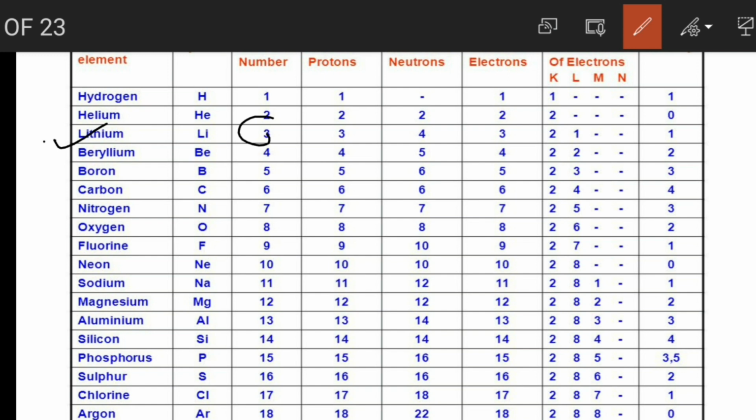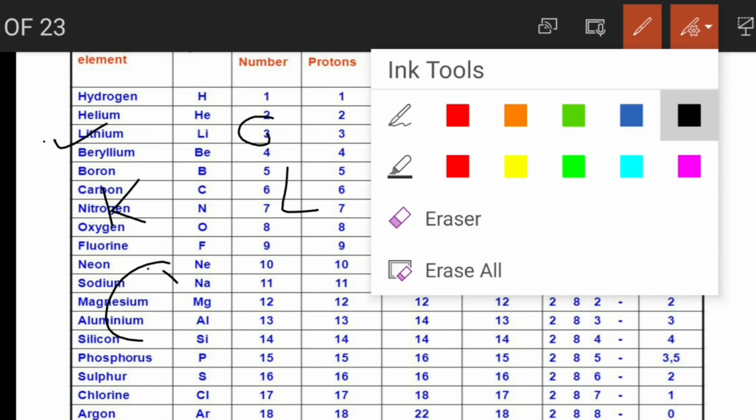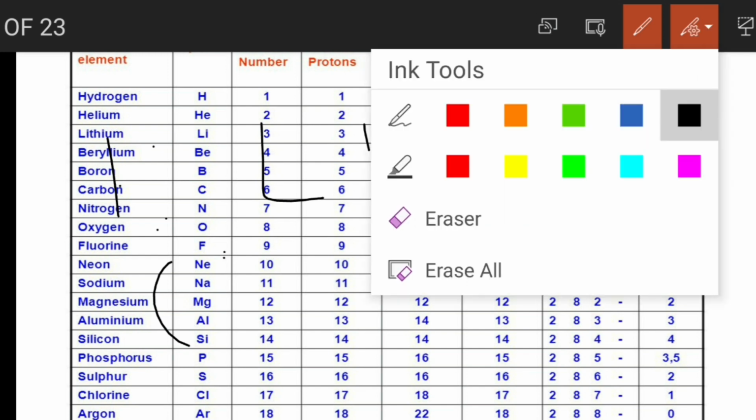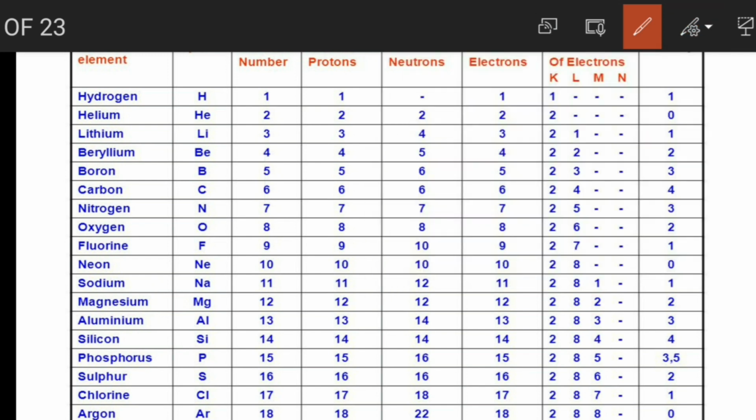Now how to do the electronic configuration? First of all, let's take the shells K, L, M and N. In the first shell, 2 electrons should be there.